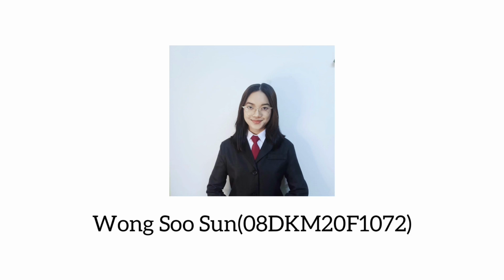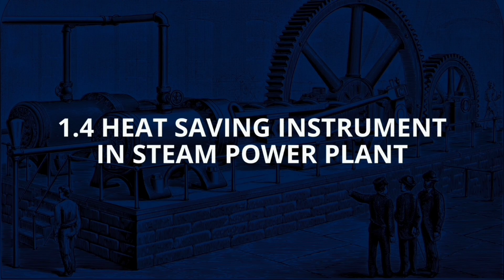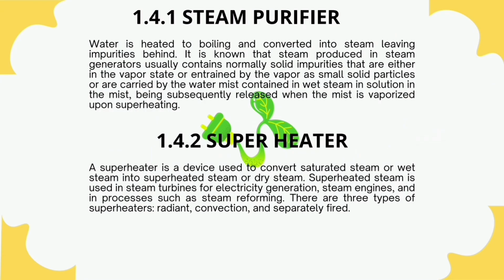Okay, everyone, and now we're gonna move to the next, which is 1.4, heat saving instrument in steam power plant. So the first component is steam purifier. So basically water is heated to boiling and converting to steam, leaving impurities behind.